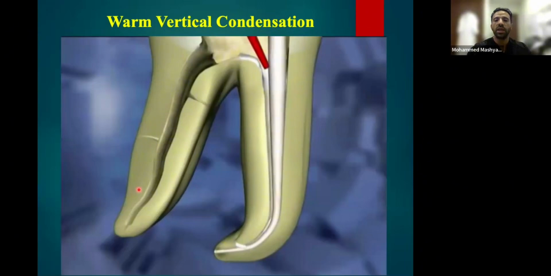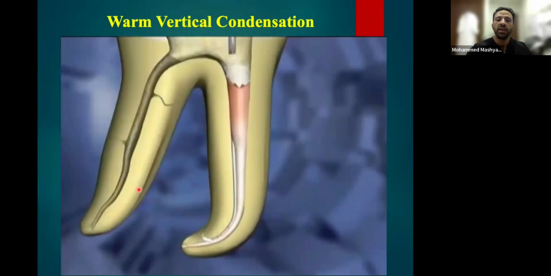So now can we cut with the heat from here? Then condensation with the condenser. You get the heat source and you cut again deeper. This they call continuous wave. So continuous wave and warm vertical condensation are almost the same. Okay. The name comes from warm vertical because we use the heat down there to carry the gutta-percha down.